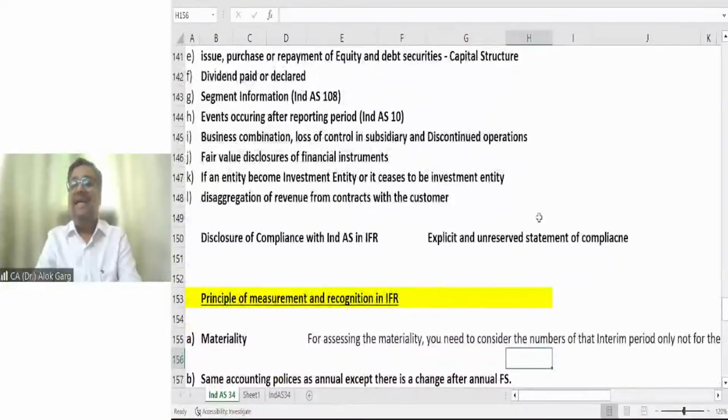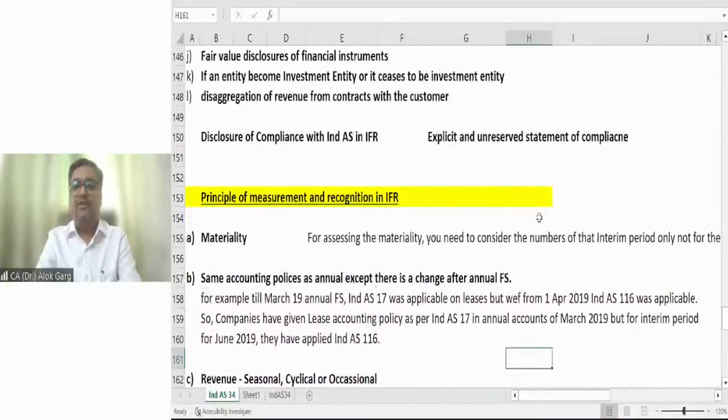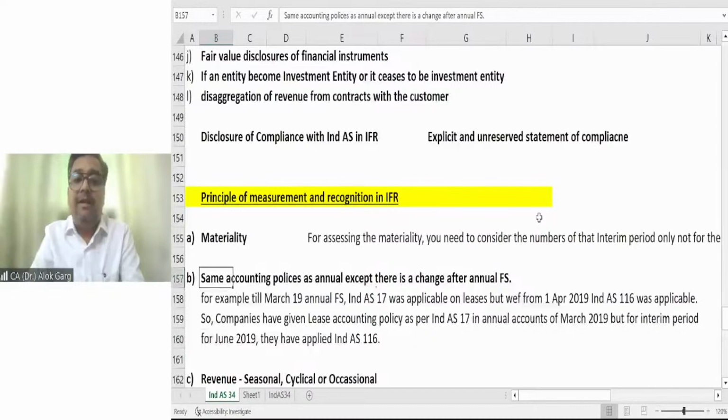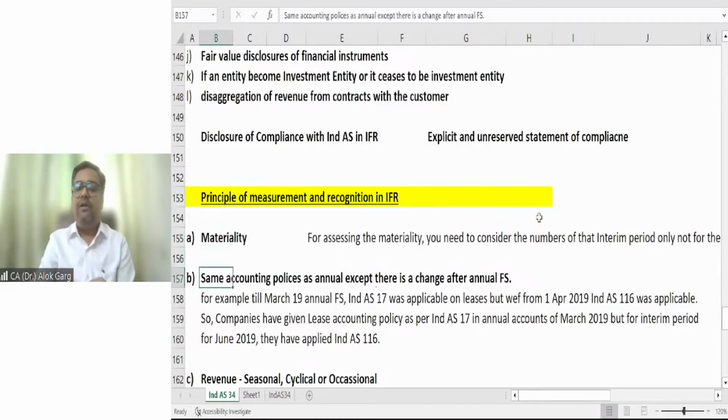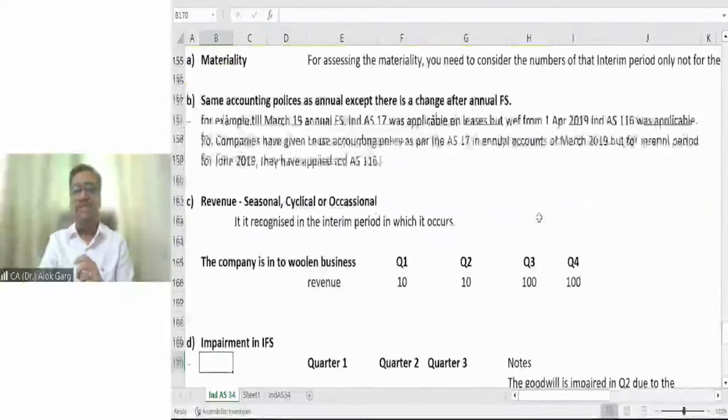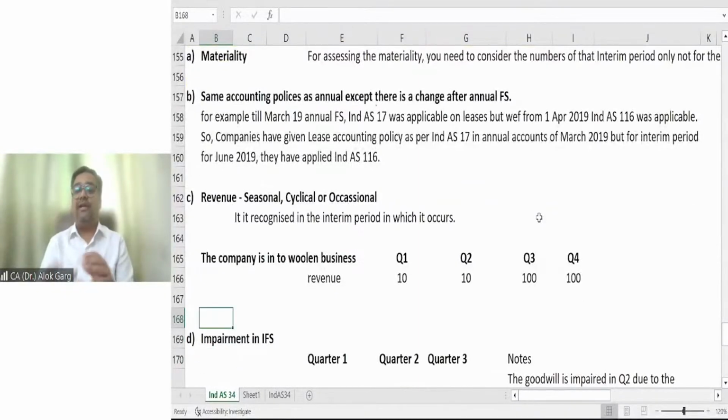And you have to give an explicit and unreserved statement of compliance with all Ind AS which are applicable in the interim financial statement. Materiality has to be seen from the perspective of the interim period only. The same accounting policy needs to be followed as annual, except if there is a change after the annual financial statement. If revenue is seasonal, cyclical or occasional, the revenue has to be recognized in the same period in which it has been incurred. It doesn't matter if in one quarter it is a bit low and in another quarter it is much higher.